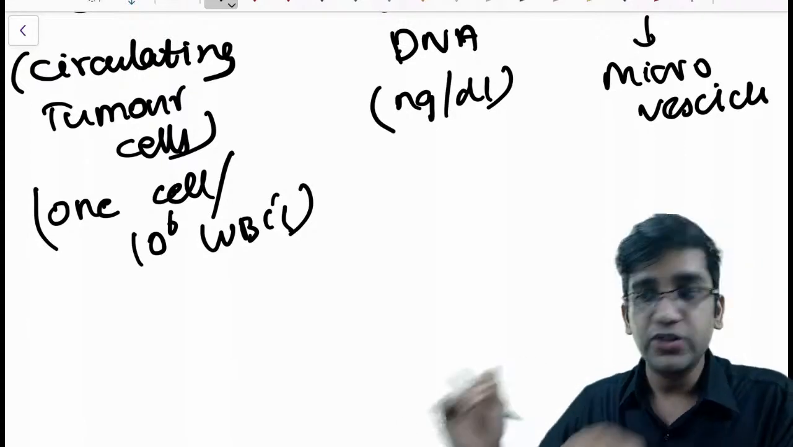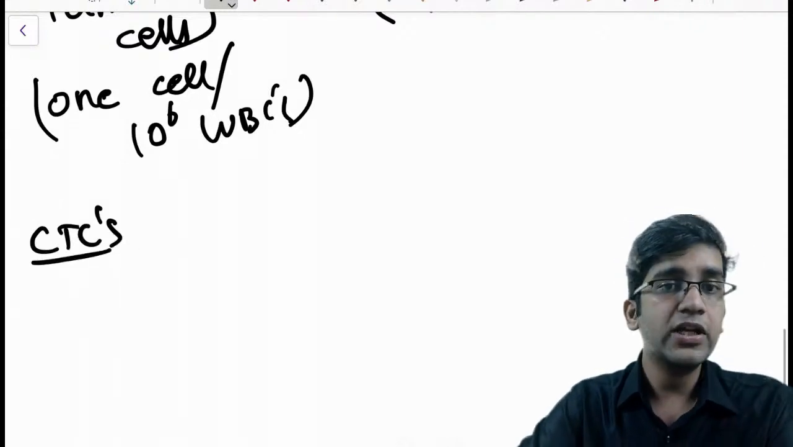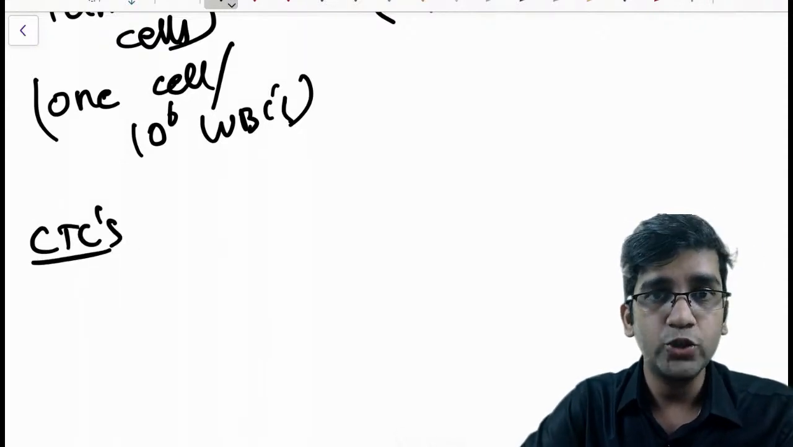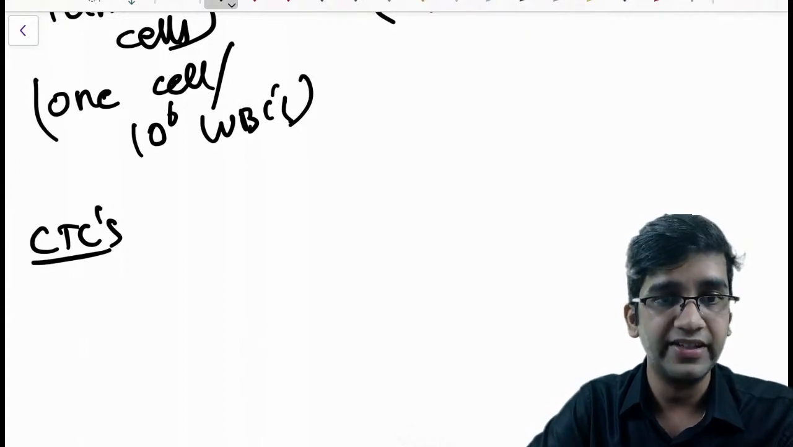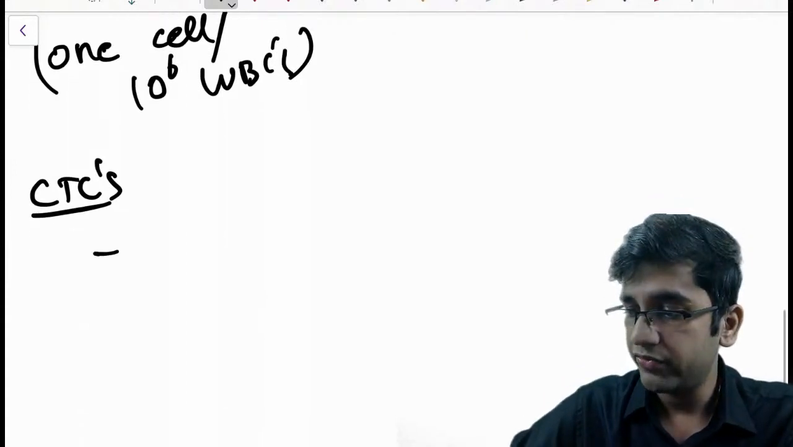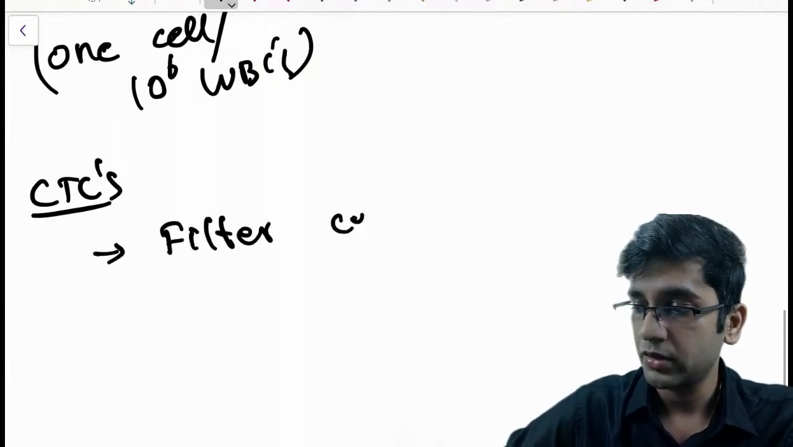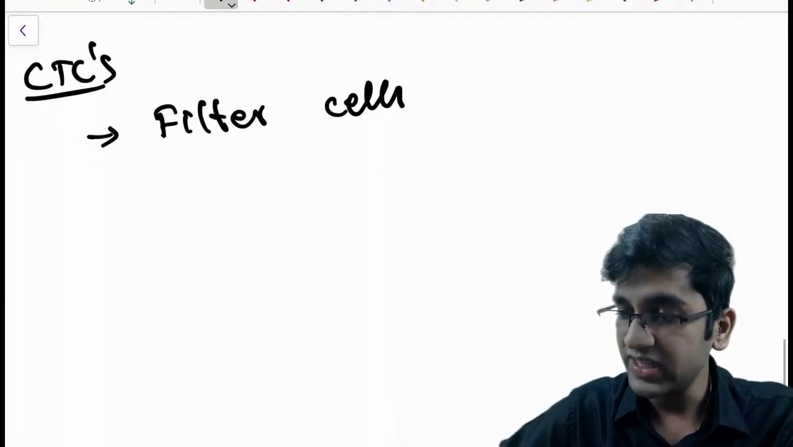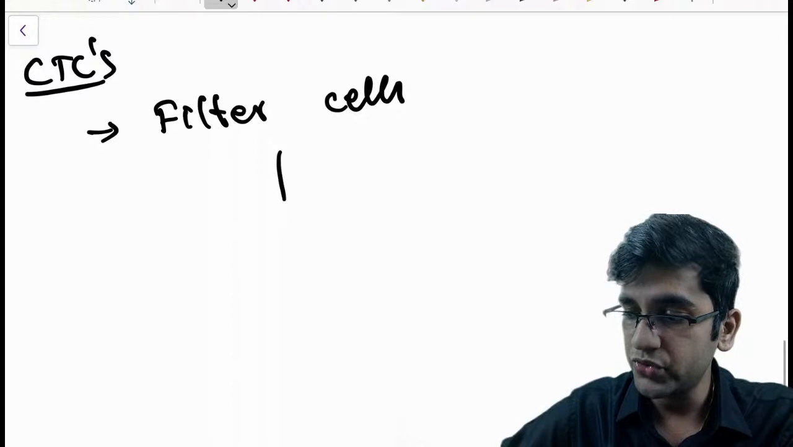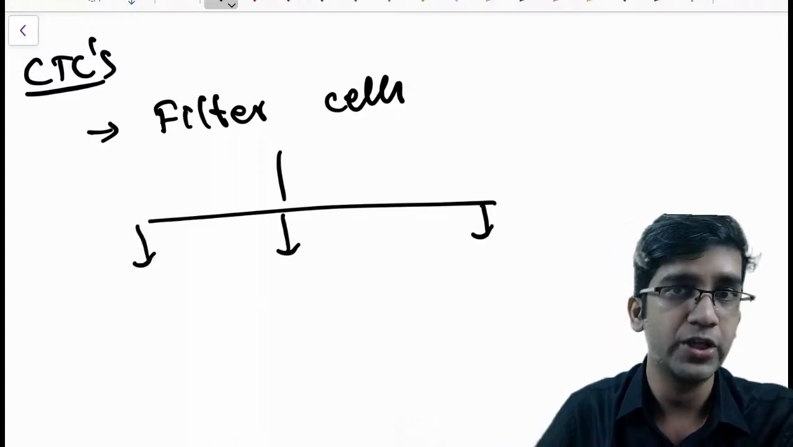Circulating tumor cells, I'm just writing CTCs first. In a circulating tumor cell, we are going to take the tumor cell by centrifugation, by filtration, and different techniques. We'll filter out the tumor cell from the patient's plasma or blood using ultracentrifugation methods. And once I filter the tumor cell, I'm going to use one of these methods to analyze the genetic component of the tumor cell.